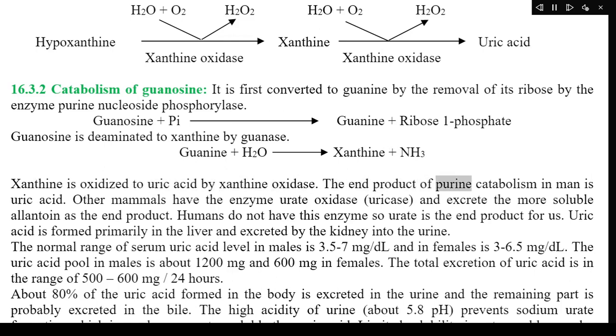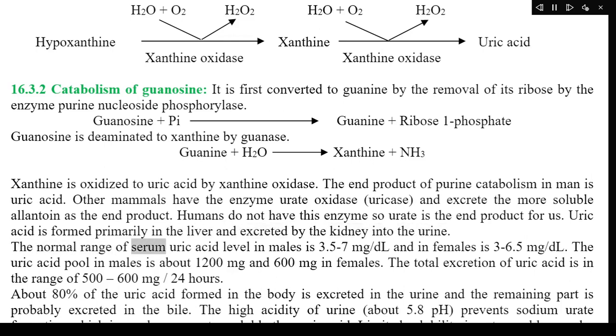The end product of purine catabolism in man is uric acid. Other mammals have the enzyme urate oxidase, uricase, and excrete the more soluble allantoin as the end product. Humans do not have this enzyme, so urate is the end product for us. Uric acid is formed primarily in the liver and excreted by the kidney into the urine.